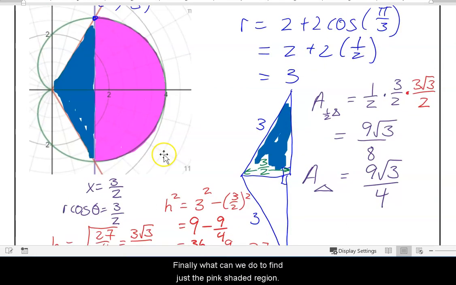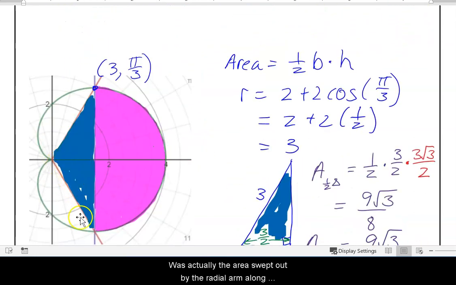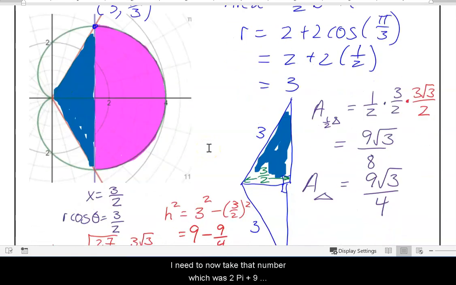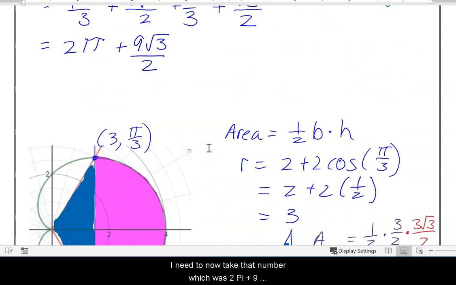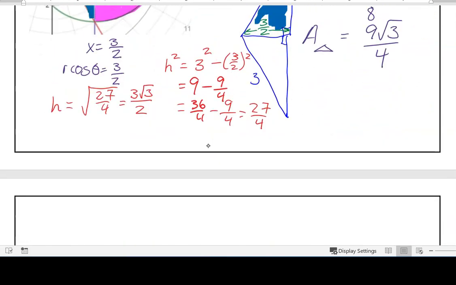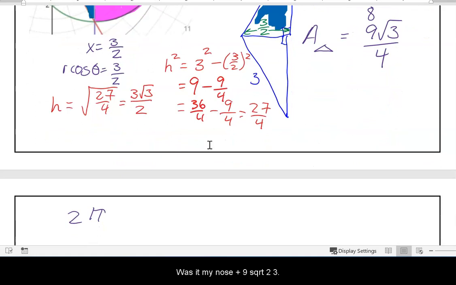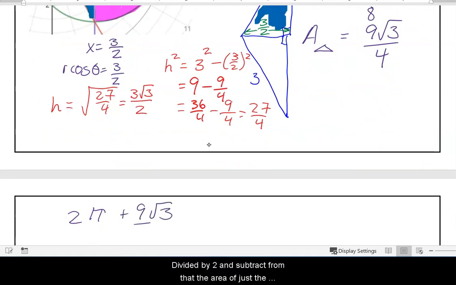Finally, what can we do to find just the pink shaded region? The value I got here was actually the area swept out by the radial arm along the cardioid, which included both the blue triangle and the pink region. I need to now take that number, which was 2 pi plus 9 square root of 3 divided by 2, and subtract from that the area of just the blue triangle, which is 9 square root of 3 divided by 4.